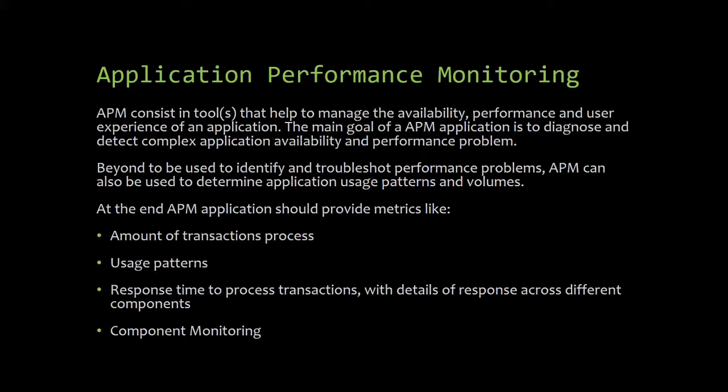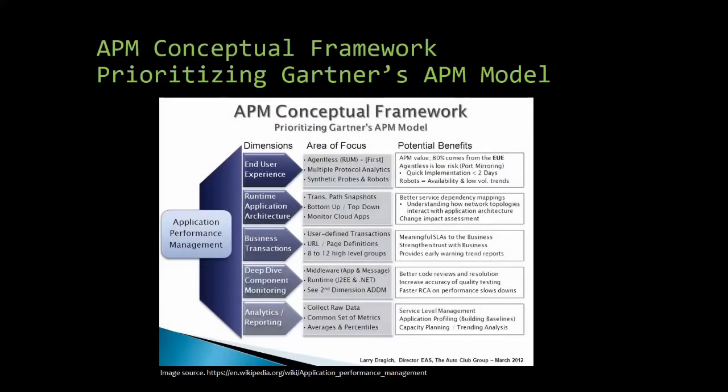At the end, an application performance monitoring should provide metrics like amount of transaction processed, usage patterns, response time to process transactions, with detailing response times across different components, and component monitoring. Gartner has defined 5 dimensions for managing application performance.